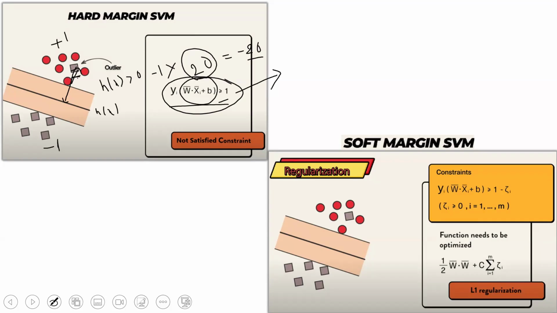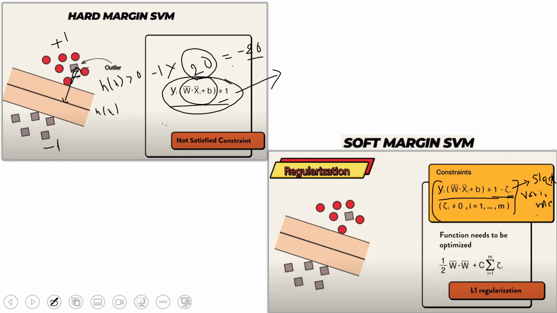Now for that, we change the constraint to something like this. We are introducing something called a slack variable. Earlier the constraint was this. Now we have modified it and added minus sigma i. So this is called a slack variable. Now let's see if this new constraint solves the problem of this particular outlier.